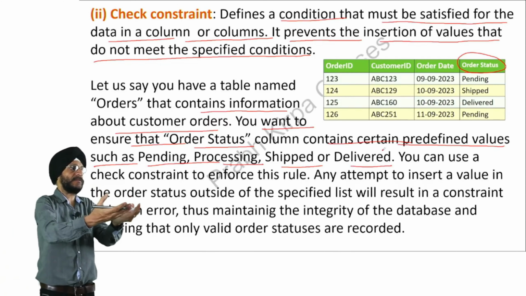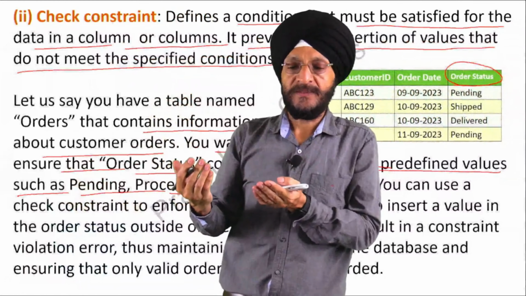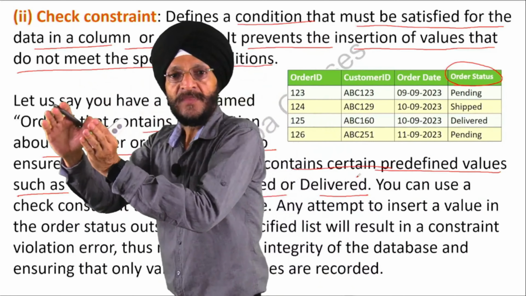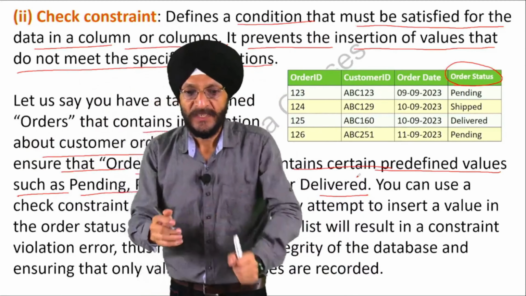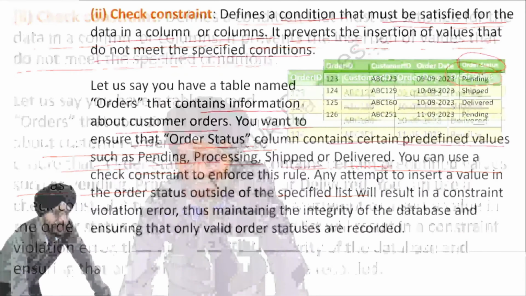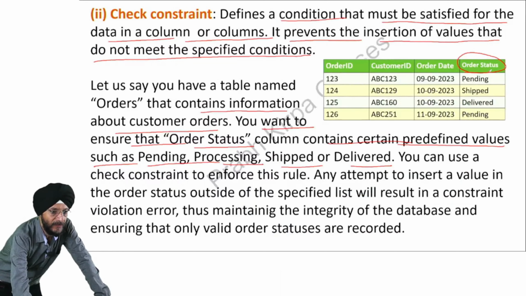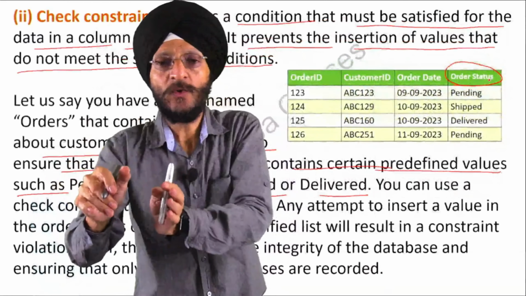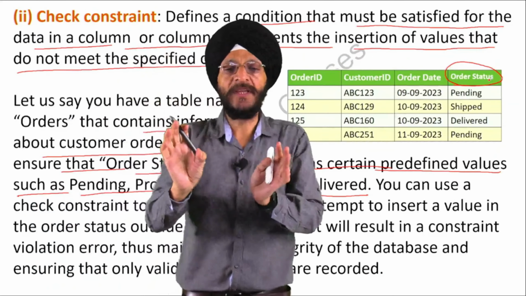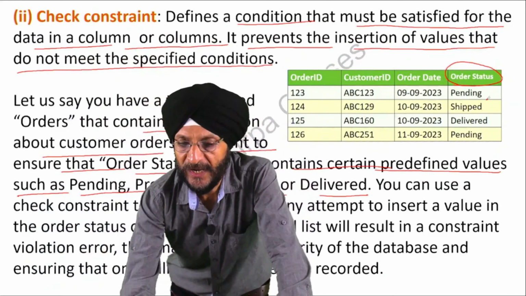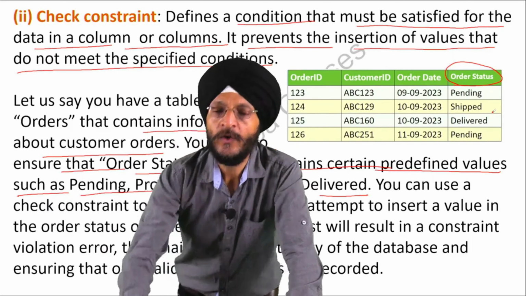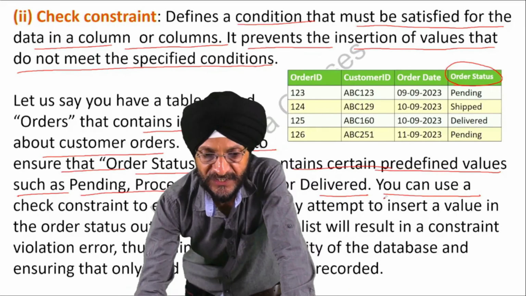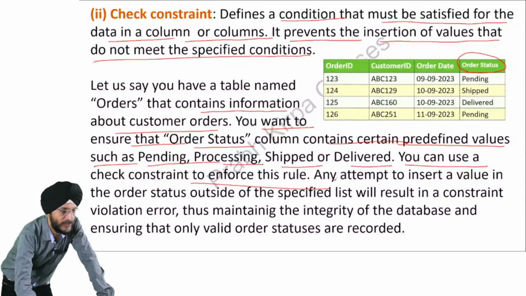That is, the customer makes the orders and the said orders are fed in the system, and you want the order status to have predefined values. That is, we cannot feed in whatever we want. The options will be given, such as the order is pending, shipped, delivered, or under processing. You can use a check constraint to enforce this rule.